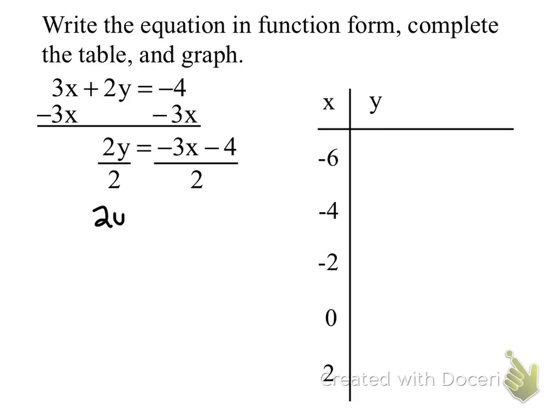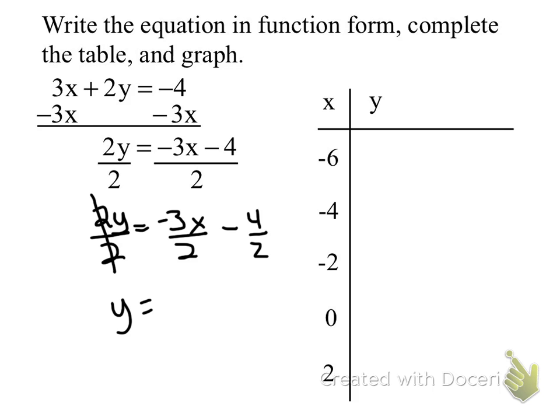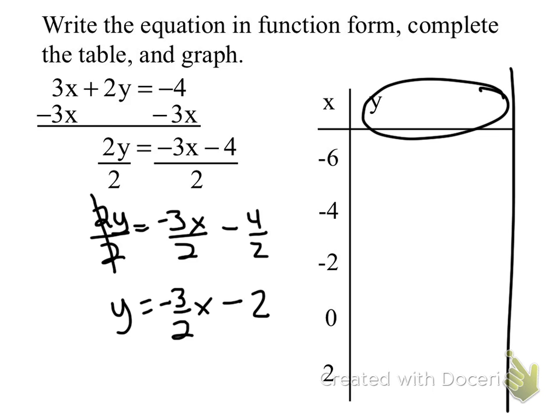2y over 2 equals negative 3x over 2 minus 4 over 2. Now the first one simplifies to what? William. Y. The second one simplifies to what? Well, it's just 3 halves and I bring the x to the middle. And the third term, good. So that's the equation I'm putting in here to get my y.